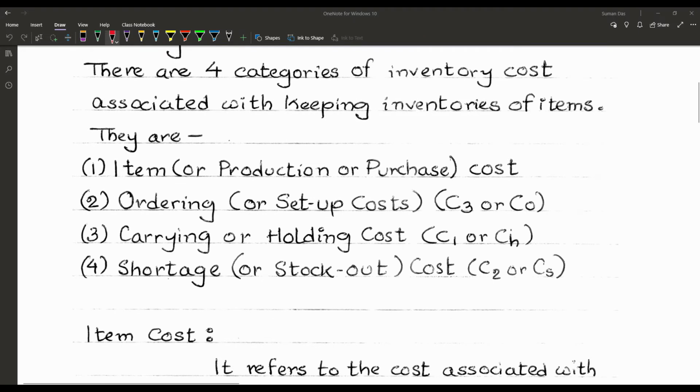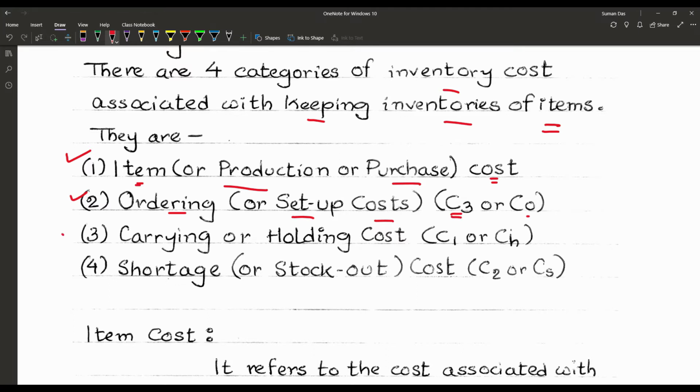Now, what are the inventory costs involved? There are particularly 4 categories of inventory cost associated with keeping the inventories of items. The first one is the item or production or the purchase cost. The second one is known as the ordering cost, or sometimes it is also known as the setup cost, and particularly denoted by C3 or CO.